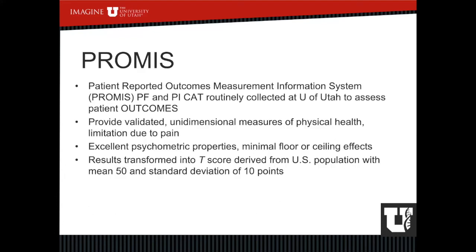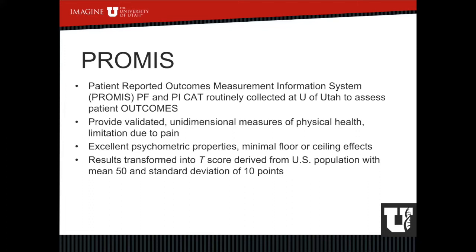So one of the measures that we routinely collect in all the orthopedic specialties here at the University of Utah is the Patient-Reported Outcome Measurement Information System, or PROMIS, scores, including the physical function and pain interference computerized adaptive tests. These measures have been widely validated. They're excellent unidimensional measures of physical health or the limitation due to pain. They have excellent psychometric properties with minimal floor to ceiling effects, and they give us true scale data to do research with, if so inclined.